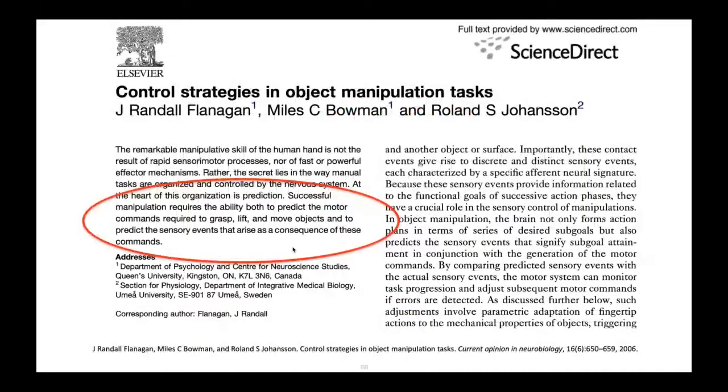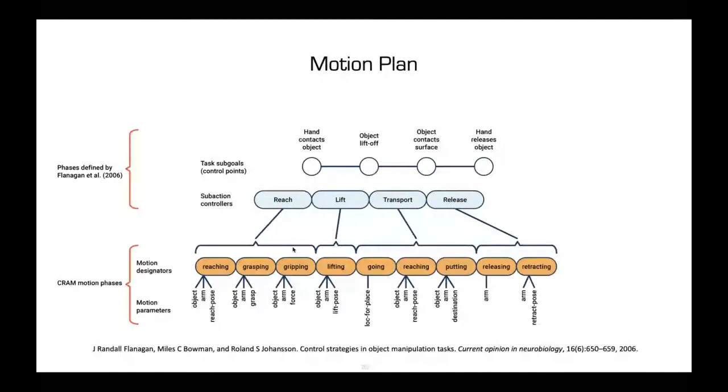So I'll explain that. Now, a key issue here in CRAM is that it's adopted an approach developed by Randall Flanagan, where you break your motion plan up into phases. In CRAM, we have a slightly more fine-grained approach to it, like reaching, grasping, gripping, lifting, going, reaching again. Now, the key thing here to notice is that there are motion parameters associated with each of these primitives. And that's the job of your cognitive architecture, is to find what are the poses of your gripper in order to do things. What kind of force should you use? How should you approach it?